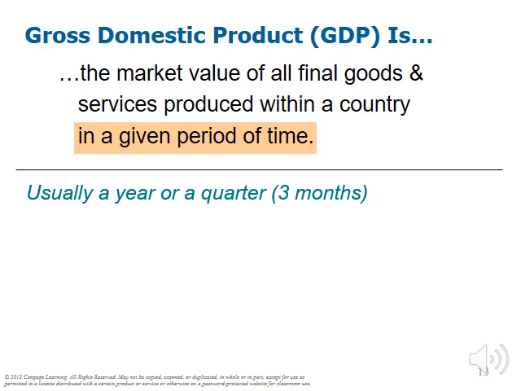GDP is the market value of all final goods and services produced within a country in a given period of time. We can choose the time frame by which we'd like to measure GDP. Usually, we see it quoted over a year or over a quarter. Let's go ahead and break down some of the components of gross domestic product.